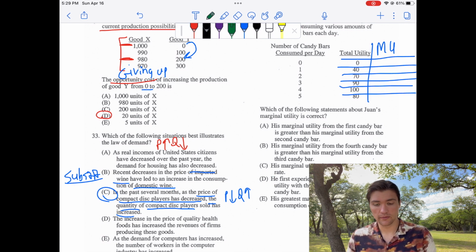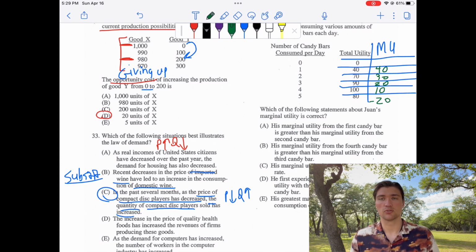So we go from 0 to 40. So that is an increase of 40. 40 to 70. That was a change of 30. Then we'll do 20, 10, and negative 20. That's how we're finding the marginal. We're finding the change in the total.